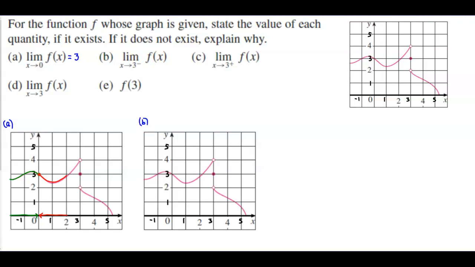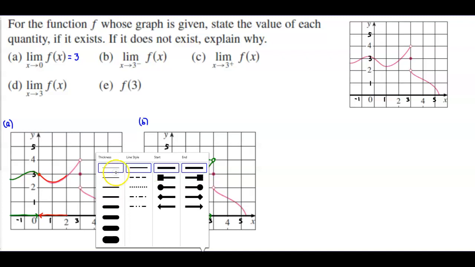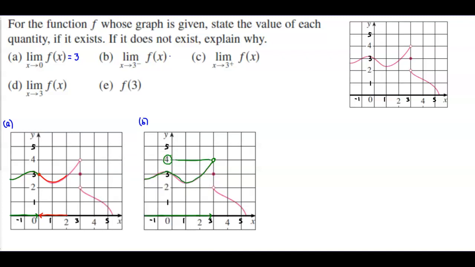The question says the limit as x approaches 3 from the left of the function f of x. So on the x-axis, as we approach the value of 3, this function is approaching what value? Well, we can see it's approaching the value of 4 from the left. So the answer for part B is 4.